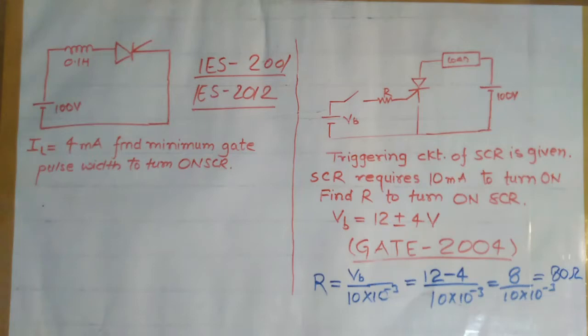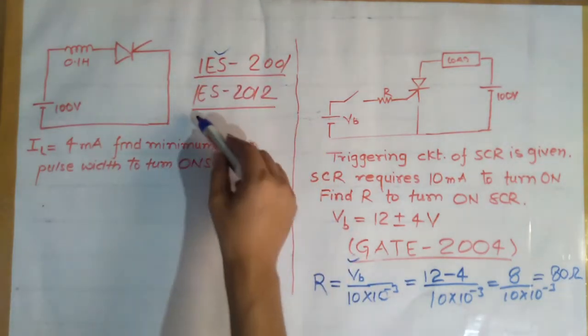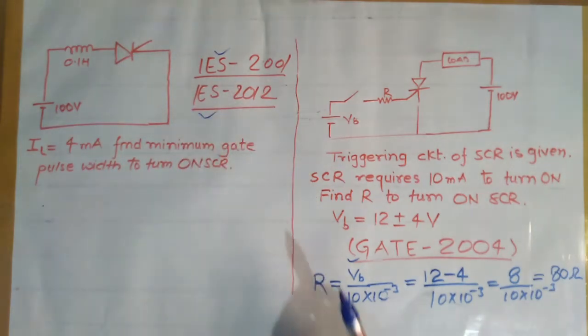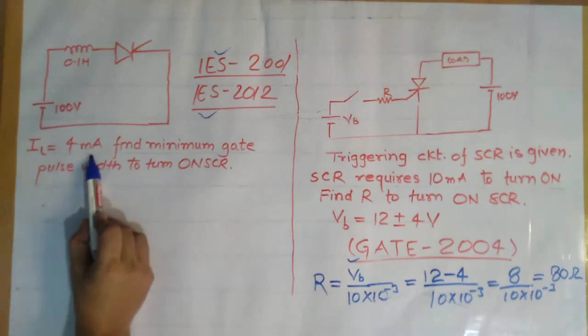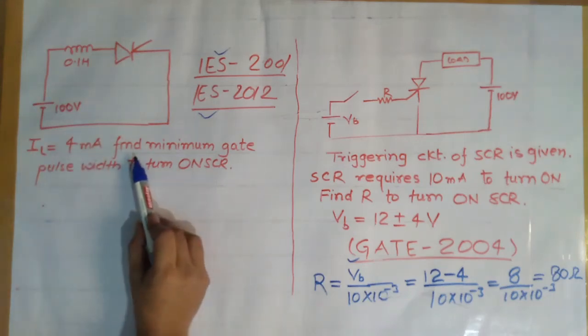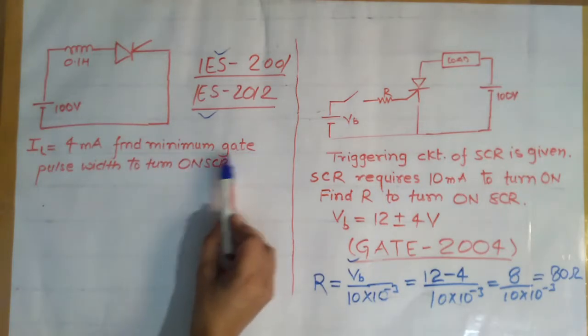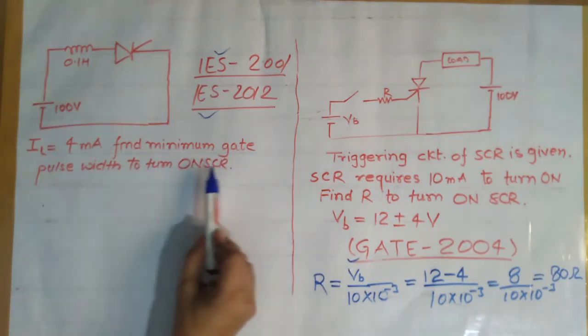This is a very simple question and it has been asked in GATE 2004. Now we will solve the question that has been asked in IES 2001, and a similar question has been asked in IES 2012. So this circuit is given and it says that the latching current is equal to 4 milliampere and we have to find the minimum gate pulse width to turn on the SCR.